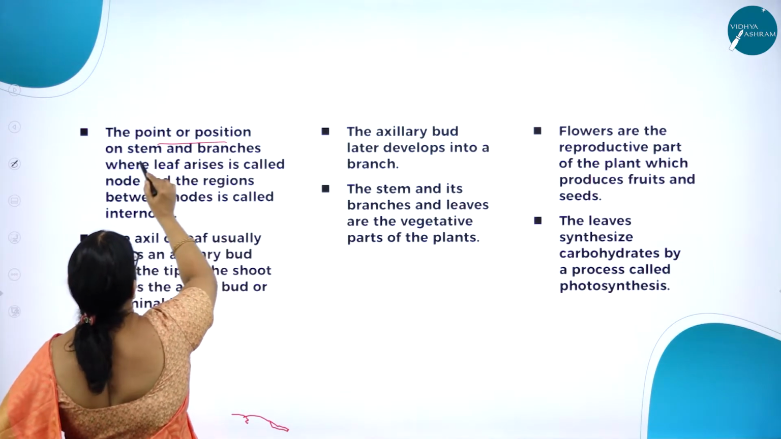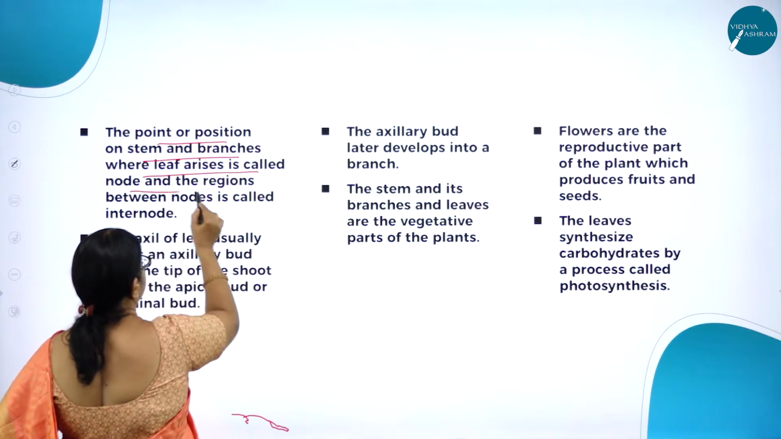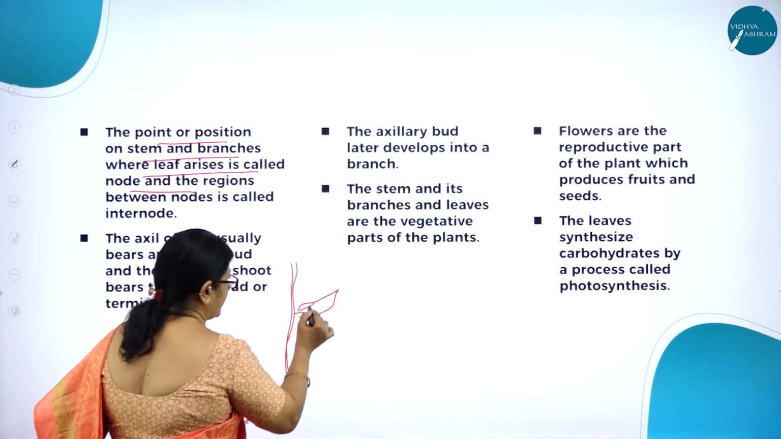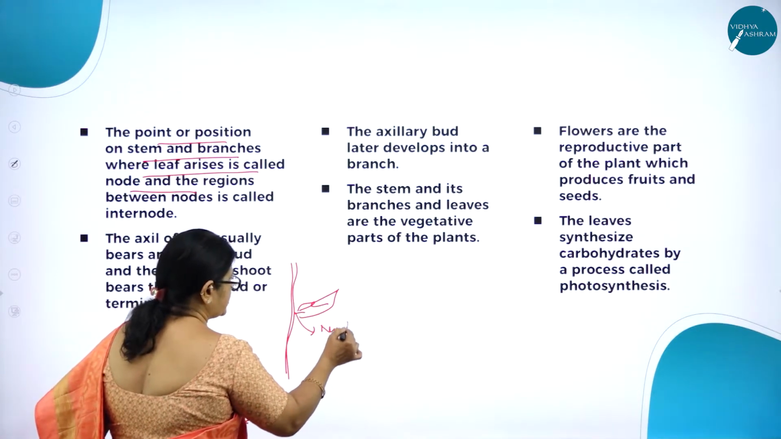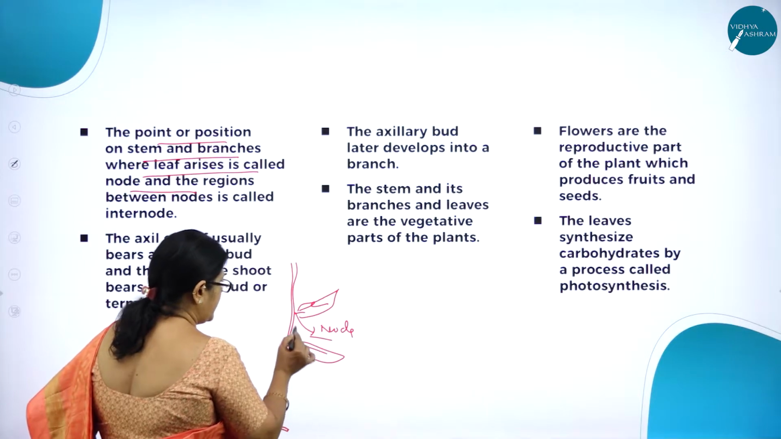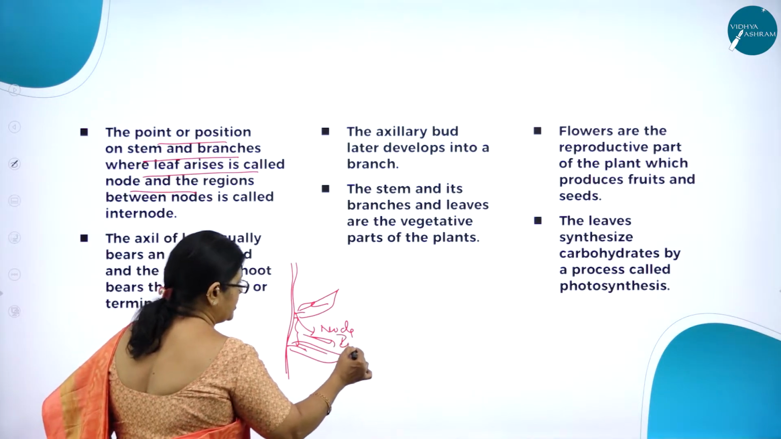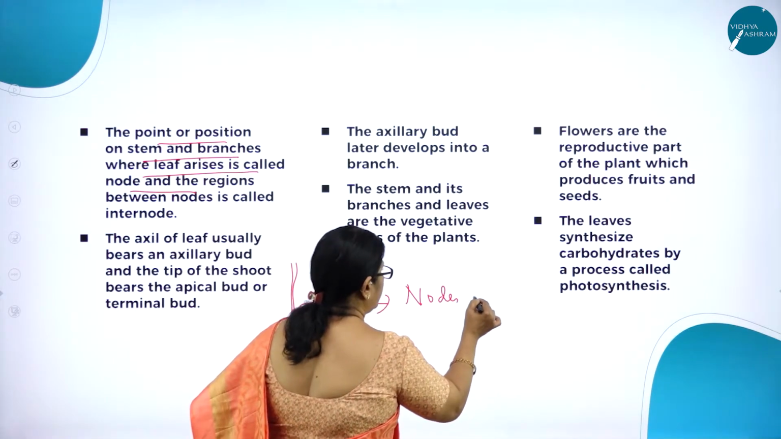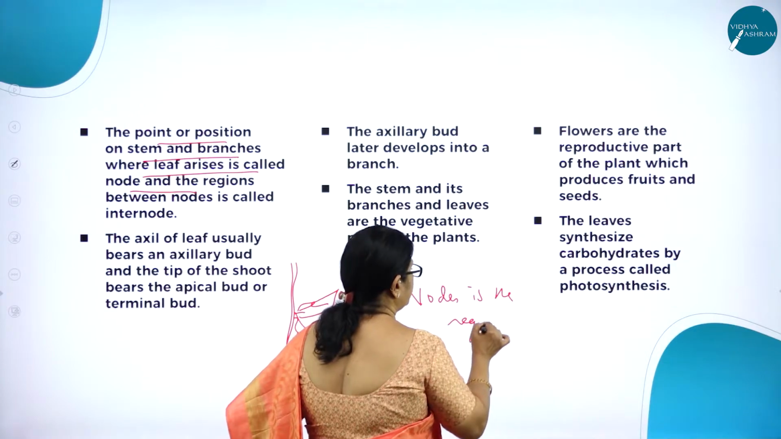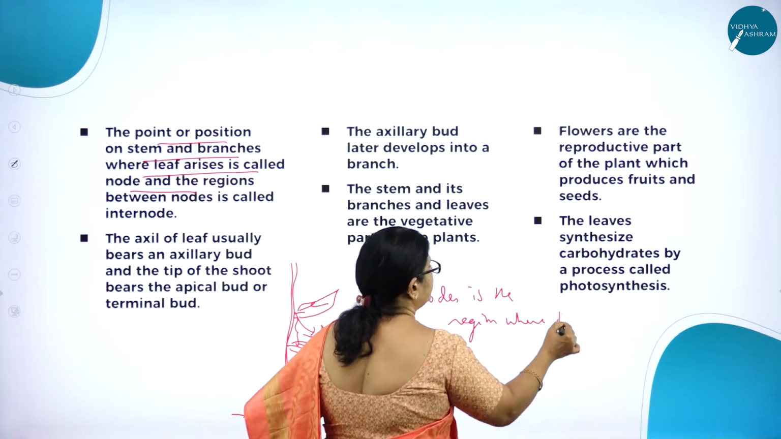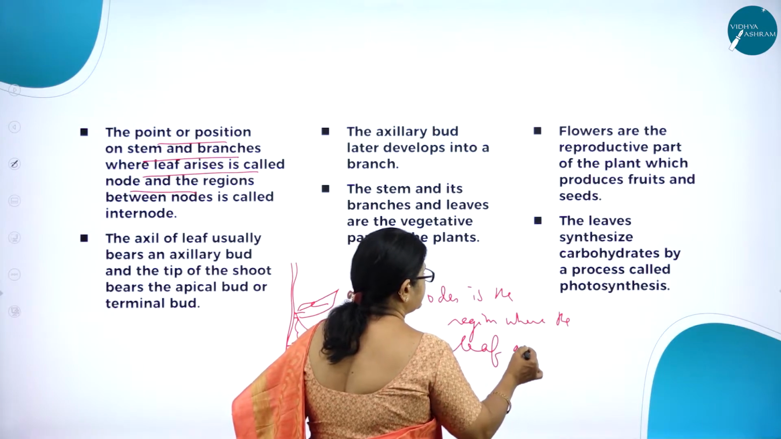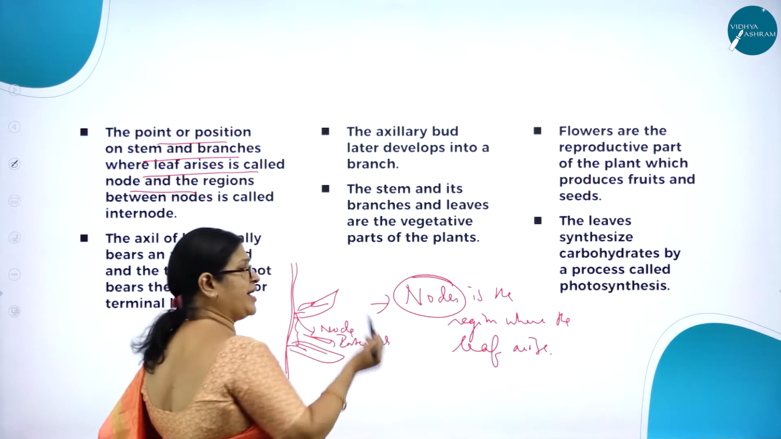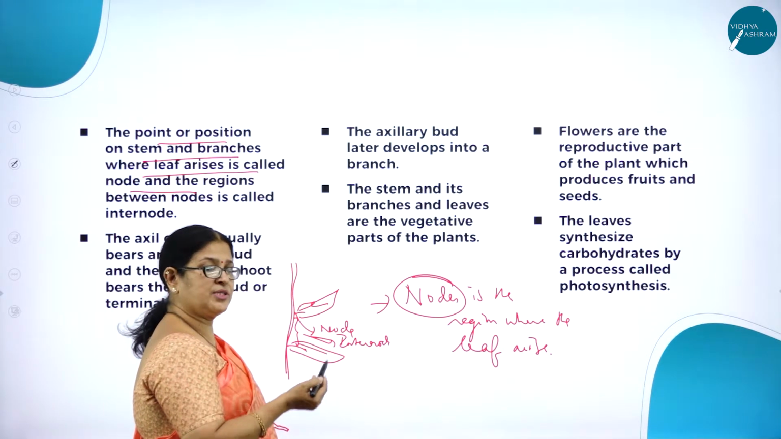So the point or position on the stem and branches where the leaf arises is called as the node. Suppose if this is the stem and from here the leaf arises, so this point is called as the node, and the distance between two nodes is called as what? Internodes. So what are nodes? Node is the region where the leaf arises. So the leaf is going to arise from the node region. So where do you come across the node region? On the stem, on the shoot system.